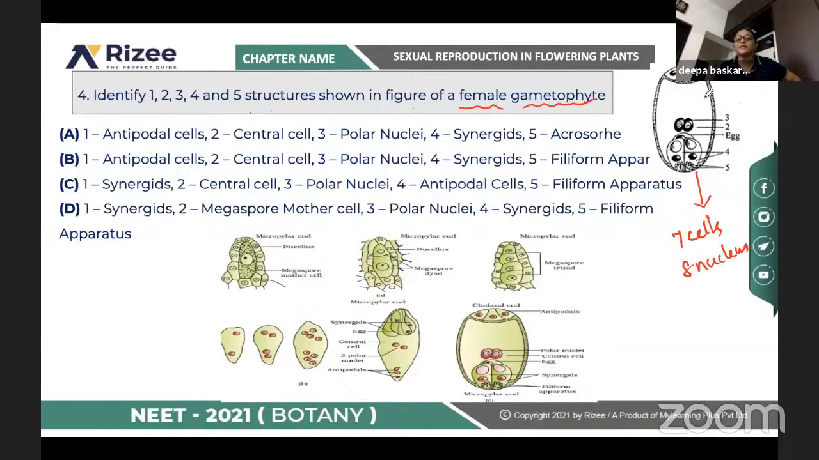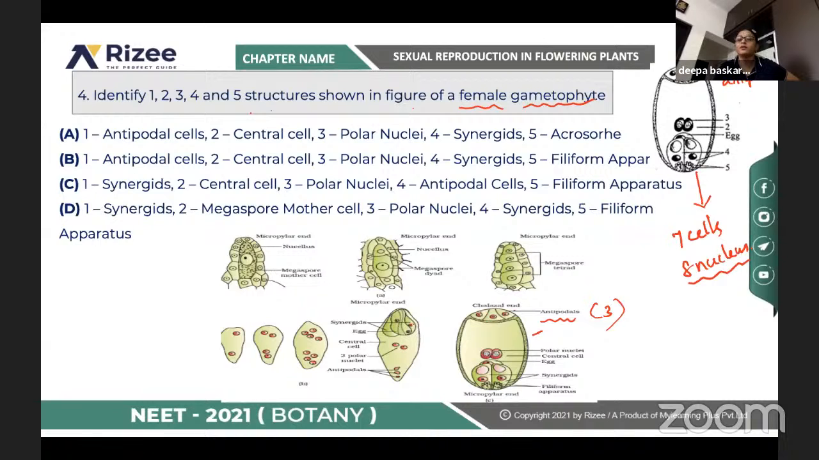Okay, totally 7 cells are present with 8 nuclei. It means that, see here, exactly this structure is given here. This is the chalazal end. The chalazal end is having 3 antipodal cells. So number 1 is antipodal cells.